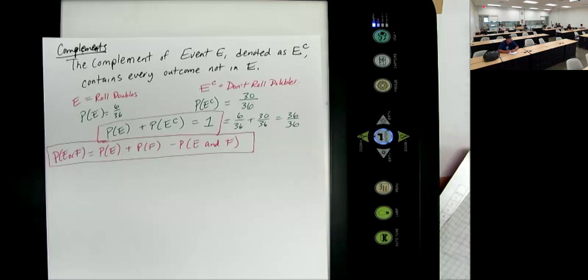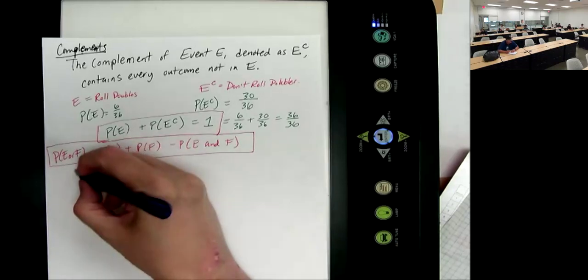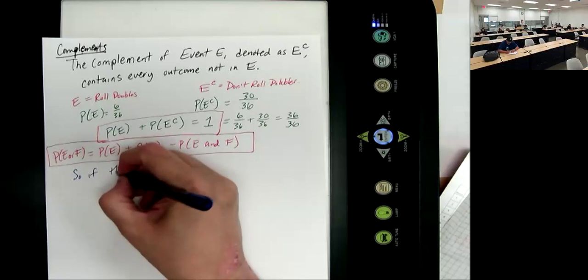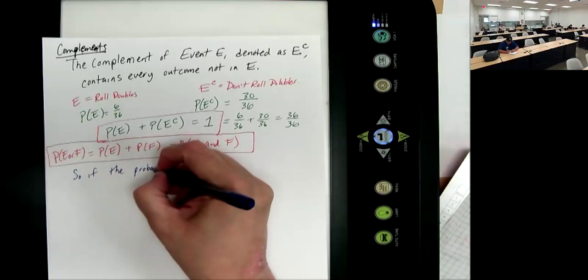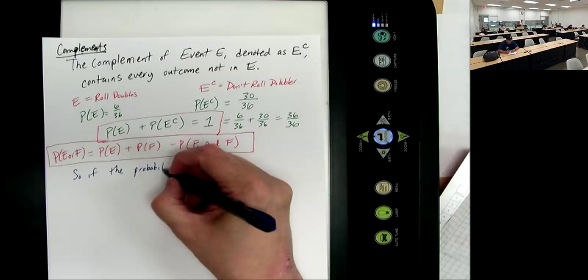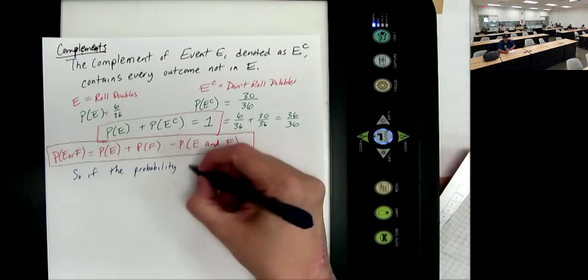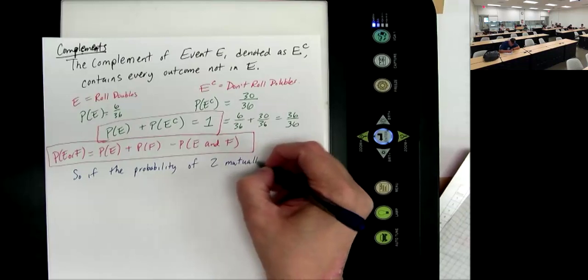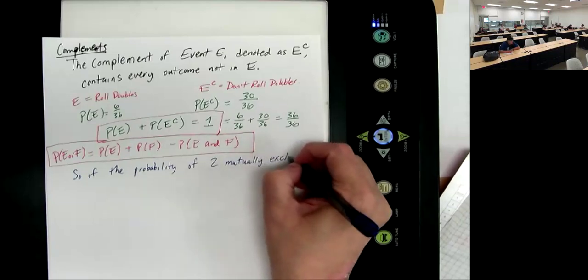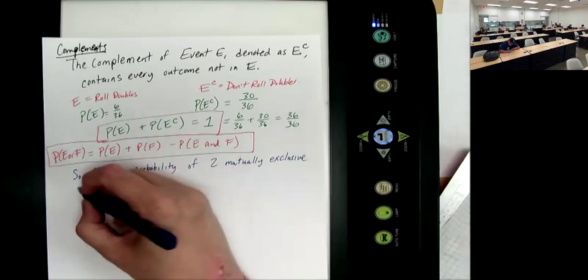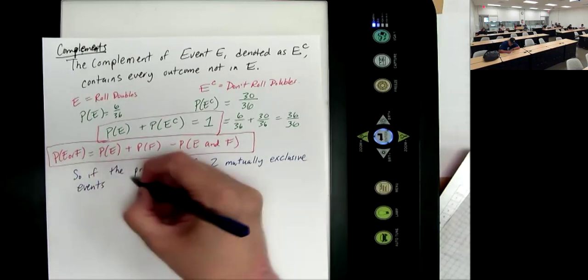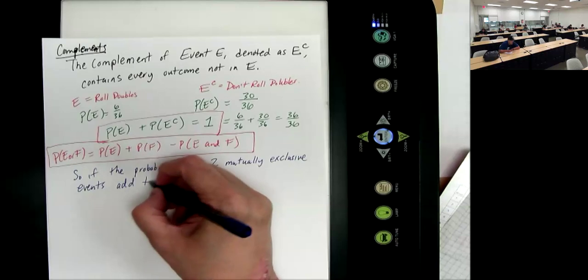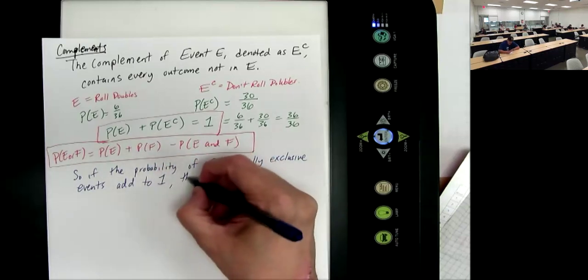So if the probability of two mutually exclusive events add to 1, they are complements.